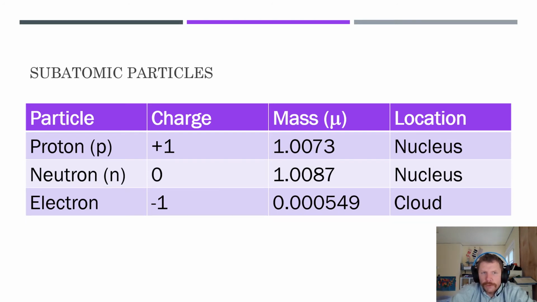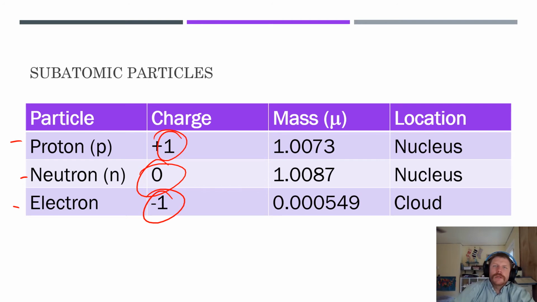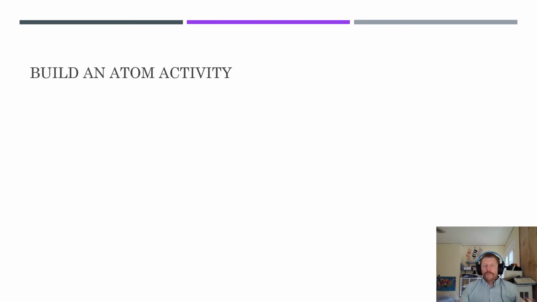Now your subatomic particles are protons, neutrons, and electrons. They have charges of +1, 0, and -1. The masses of those relative subatomic particles are 1.0073, 1.0087, and 0.000549. These are extremely small, and an electron, by comparison to a neutron and a proton, is almost massless.